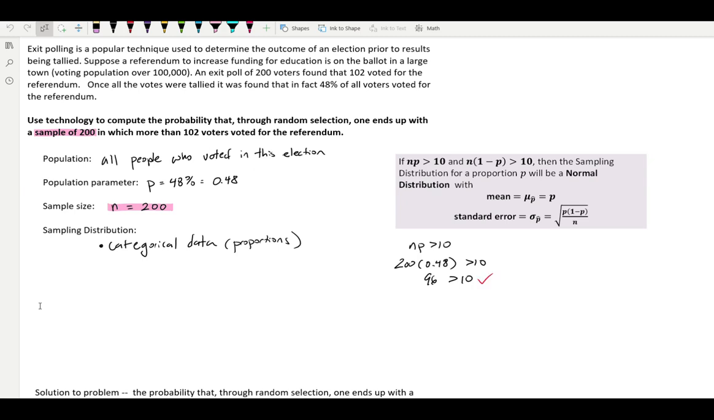And we need to check that n times 1 minus P is greater than 10. So we can check this too. 200 times 1 minus 0.48 is going to be 200 times 0.52, that is 104, and that is definitely also greater than 10, so that checks out as well. Therefore, because I have categorical data and it meets this requirement, we can conclude that the sampling distribution will be normal.